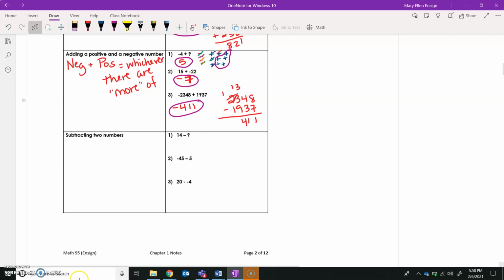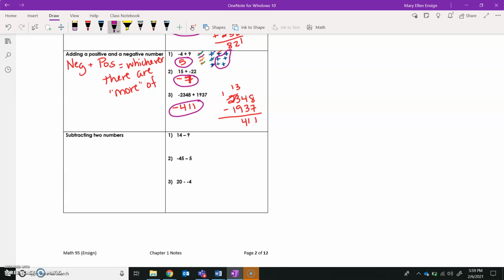In the next one, we had 15 positives and negative 22 was our other number, so there are more negatives, and there are 7 more negatives altogether. For the last one, we can tell right away that there are more negatives than positives, so our answer is going to be negative. If we want to find out how many, we have to subtract these two. Just think about how many more positives there are, and that's going to be the number part of our answer. We know it's going to be negative there.